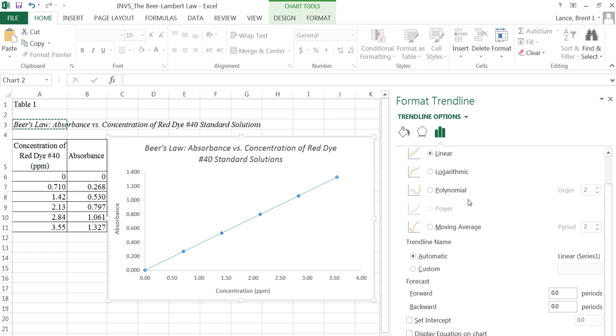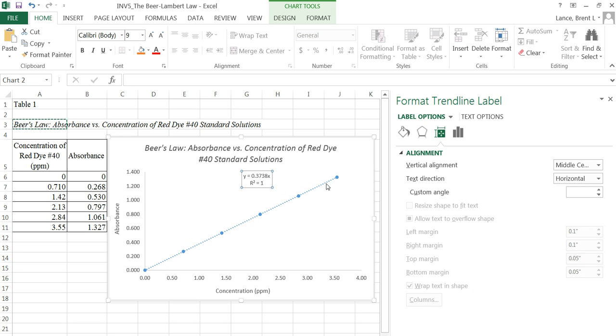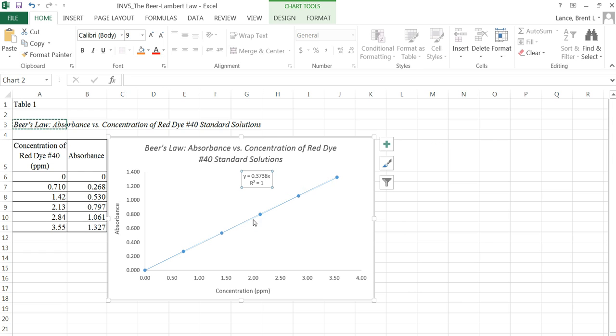Then at the bottom, you may not be able to see it on my screen, but at the bottom of that format trend line section, after you click linear up here, it's got a couple of things. You want to do 3 things. You want to click where it says set intercept at 0. So set intercept and make sure it says 0. Display the equation and the correlation coefficient R squared on there. So now you have that equation for your graph.